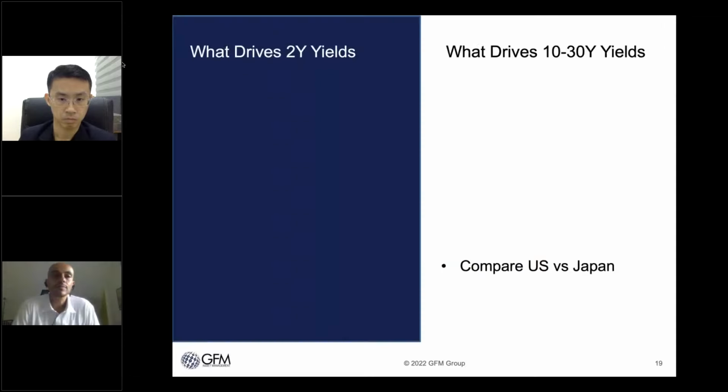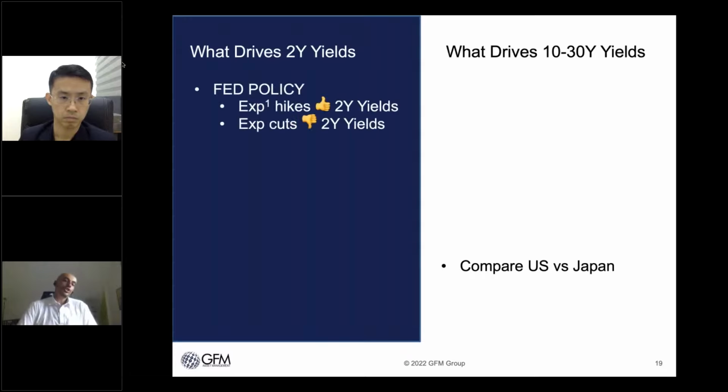Now, I've talked a little bit about what drives 2-year yields, and I want to also compare that with what drives 10 and 30-year yields. On the very, very short end, if you want to bet on what the US Federal Reserve is going to do, you're going to focus on the 2-year. The 2-year yield really is the near-term expectation of what the Federal Reserve is going to do in the next 2 years.